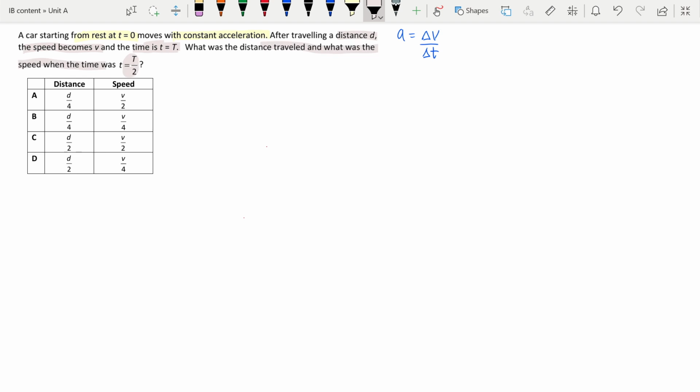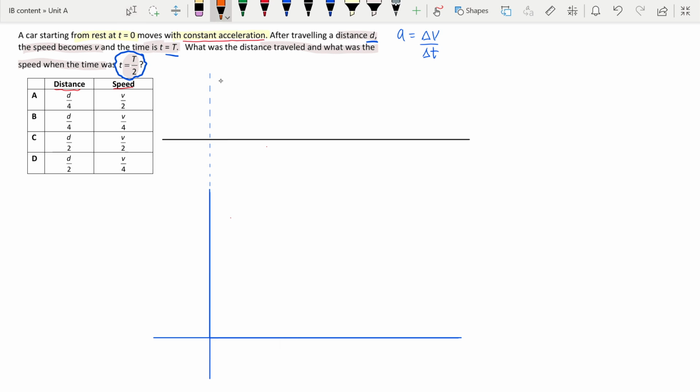So you have to find out, if it has completed the total distance d in the total time t, then at this instantaneous time you have to find out the speed of the car and the distance covered by the car. As I have already told you, this is a constantly accelerated motion, which means that its graph must be a straight line velocity time graph.